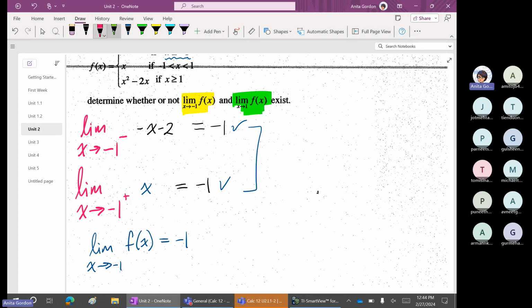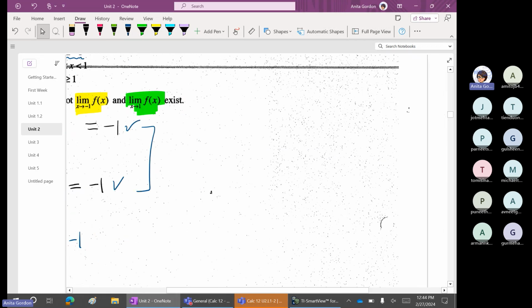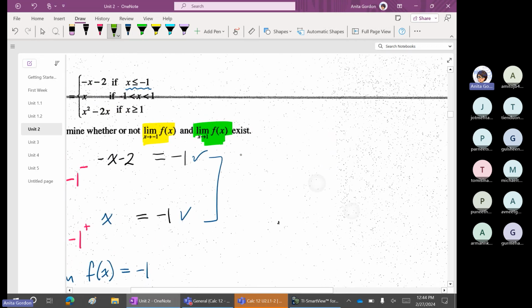Let's take a look at the other side. So I'm going to do this one in a different color. Approaching +1. So let's take a look. Approaching +1 from the left. What equation am I using? So I am less than +1. As x gets closer to 1, what's x? 1. Okay, so limit as x approaches +1 from the right.